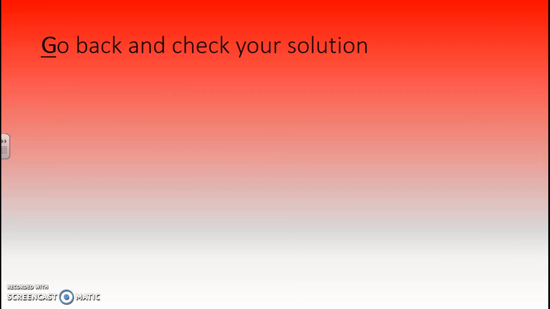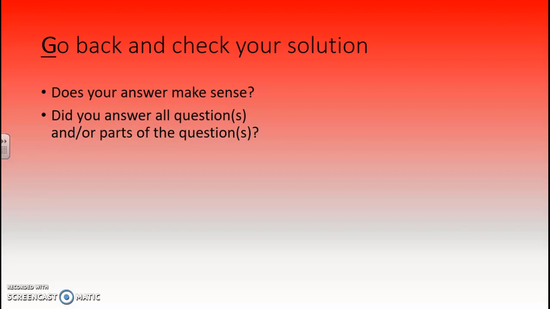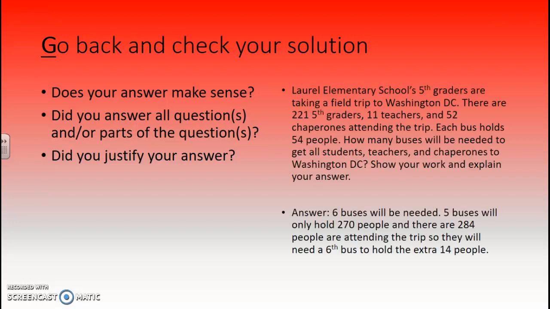After that, we need to go back and check our solution. So does our answer make sense? Did you answer all questions and or parts of the questions? Did you justify your answer? So again, same problem. So the answer would be that 6 buses will be needed. 5 buses will only hold 270 people, and there are 284 people attending the trip. So they will need a 6th bus to hold those extra 14 people.